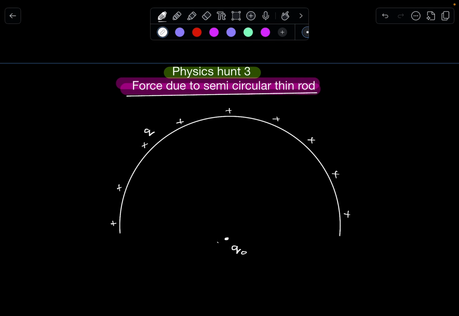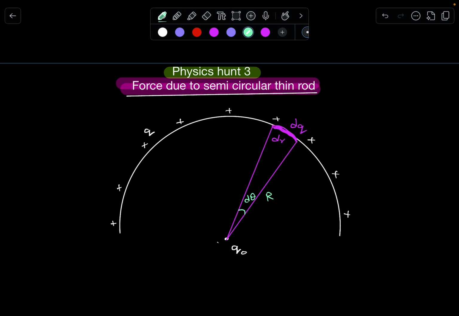So for that, I'm just taking a small length element. Let us assume this will be the length element dr, in which the charge will be dq. Okay, now what I'm doing here, I'm just connecting a line from the center of the semicircular ring to that length element. Yes, it makes an angle d theta. I told you already the radius of the semicircular ring will be capital R.